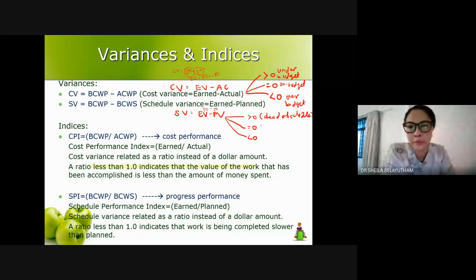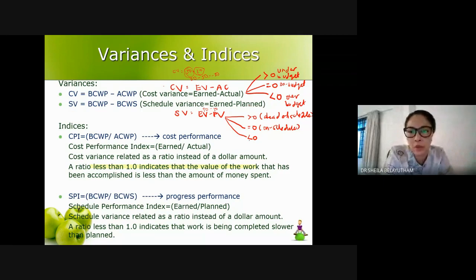Equals to 0 will be on schedule lah. Meaning the planned value of the activity is 50, and what you observe on site, the value of the work is also 50. So just on time, on schedule.